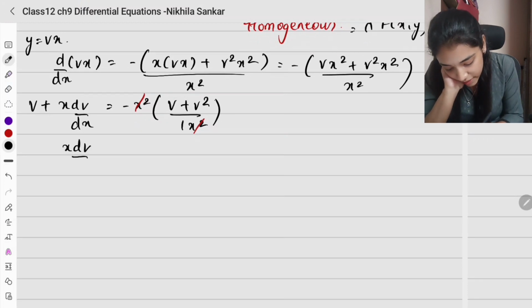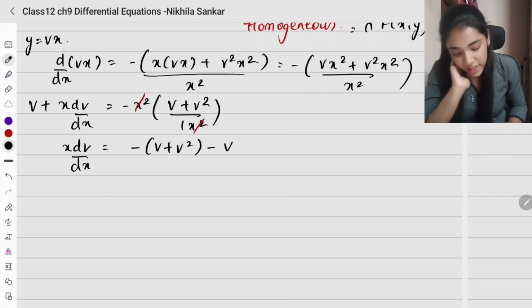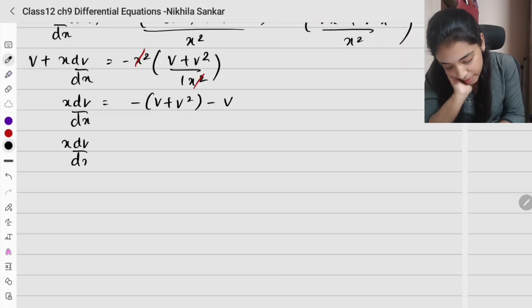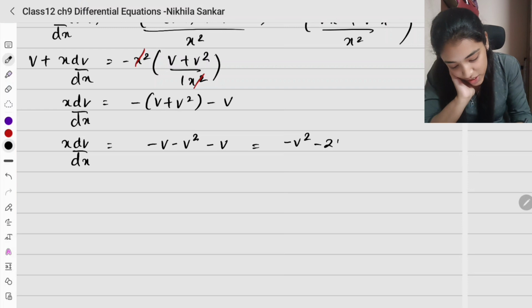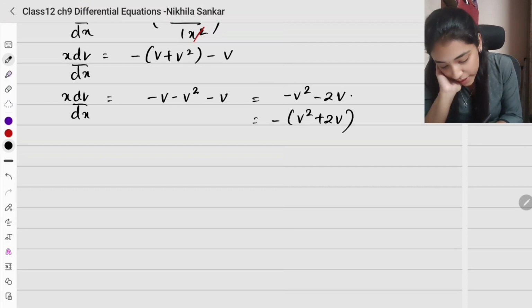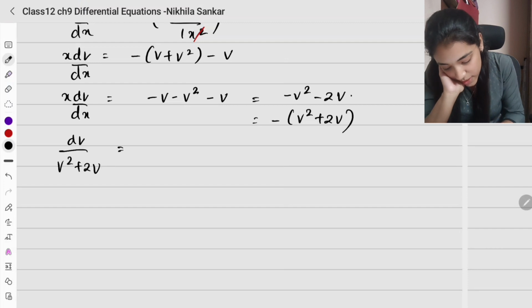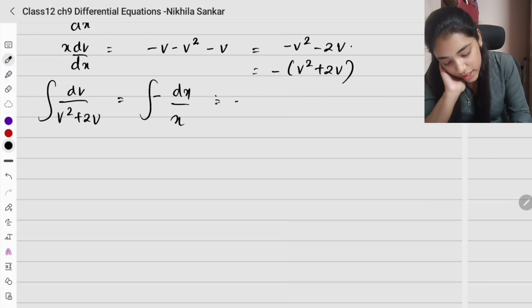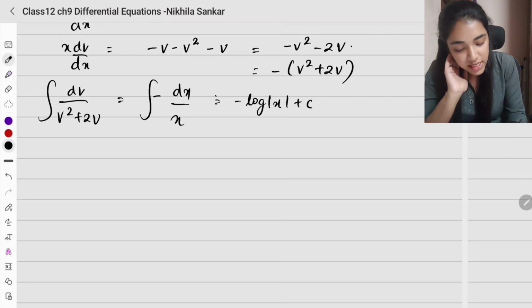Okay, now x dv by dx equals minus of v plus v square minus v. This is x dv by dx equals minus v square minus v, and so minus v square minus 2v. So this I can write as minus of v square plus 2v. Okay, I'm taking v to one side and x to the other side. So I have dv divided by v square plus 2v equals minus dx divided by x, integrating on both sides. On this side, easy, minus log mod x plus c.